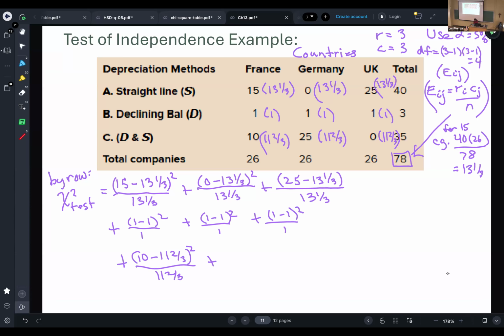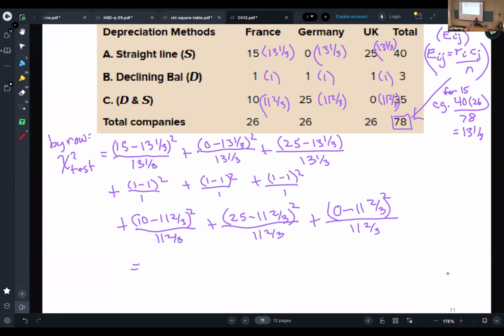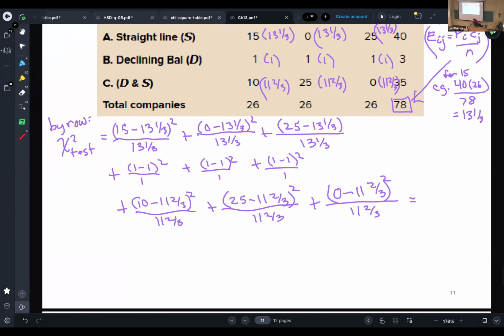Then declining balance and Germany would be 25, and they expected 11 2/3. And finally, the last one is 0. They got 0, but they expected 11 2/3 for the UK. Contribution would be that value there. But if we add up all of these contributions, equals, drum roll, 50.893. You can definitely verify this.